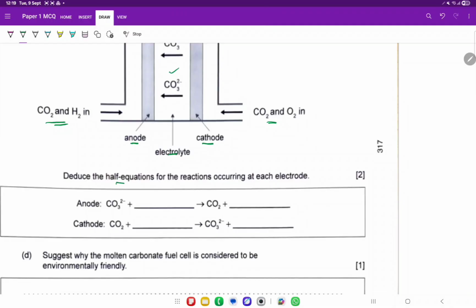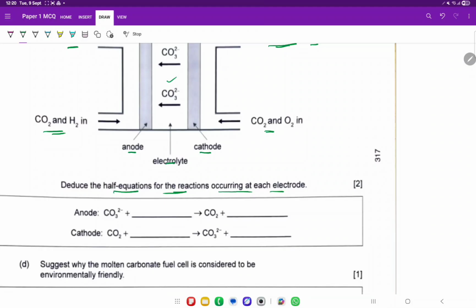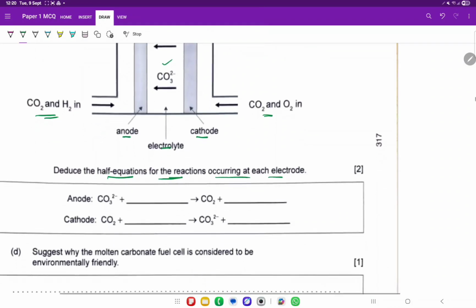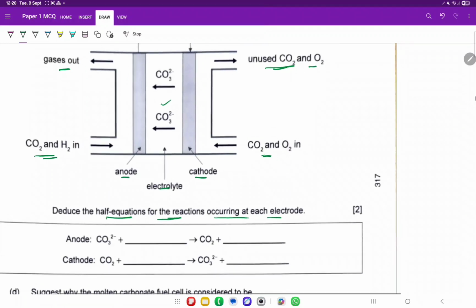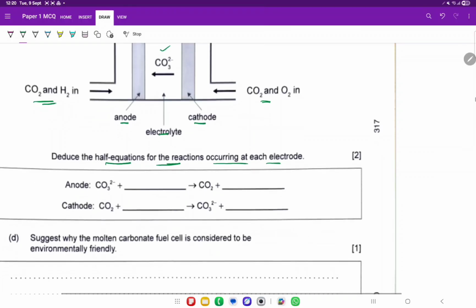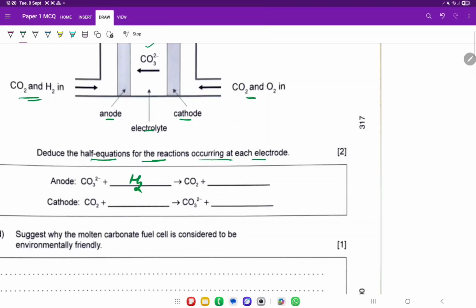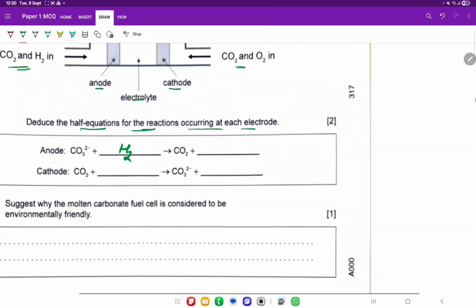What is it asking? Deduce the half equation for the reaction occurring at each electrode, that is at anode and cathode. What are the half reactions taking place? We have to write. Since oxidation always takes place at the anode and the carbonate ion is reacting at the anode, there will be an oxidation reaction at the anode with the hydrogen gas coming in. Carbonate ions will react with the hydrogen gas, and it will convert into carbon dioxide. Along with carbon dioxide, it will form water, H2O, and electrons are given out. This should be the equation.